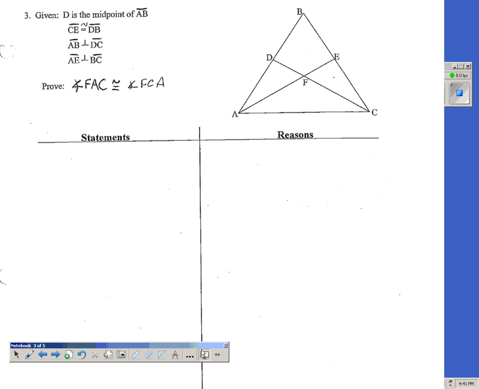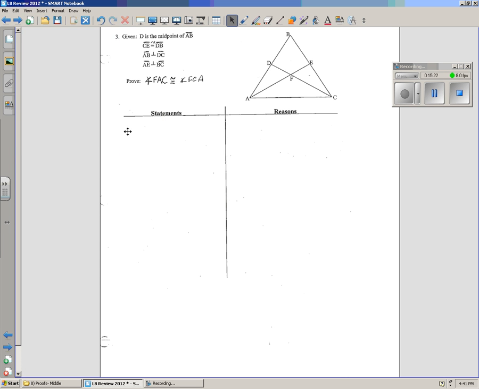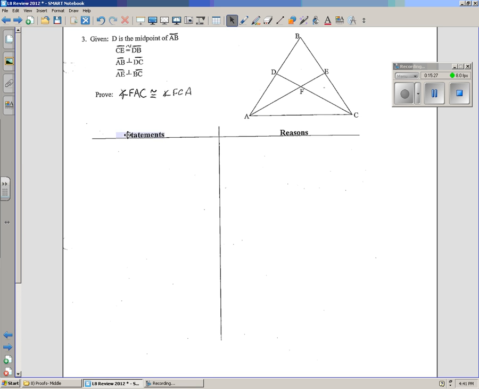Did it again. Hold on one second. View, zoom. Okay, view, zoom. Let's do it that way.